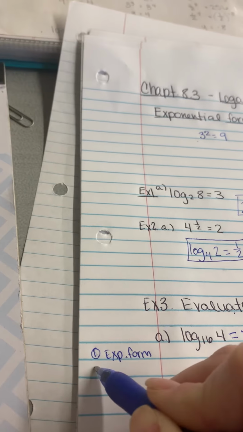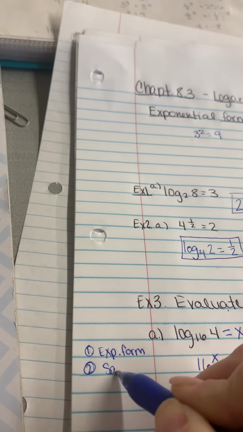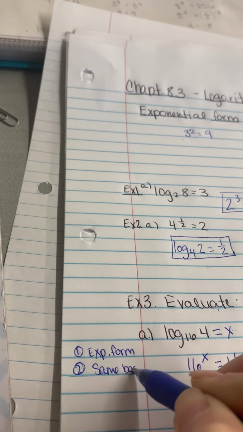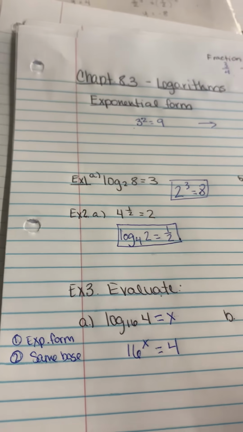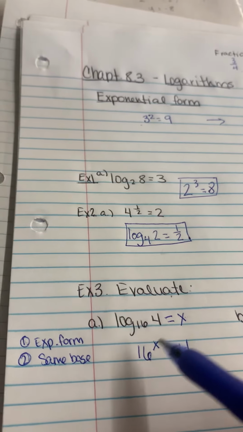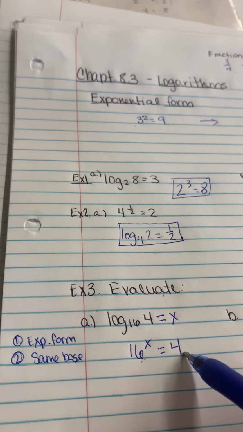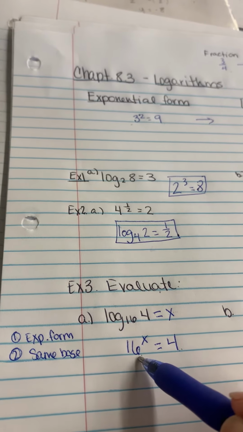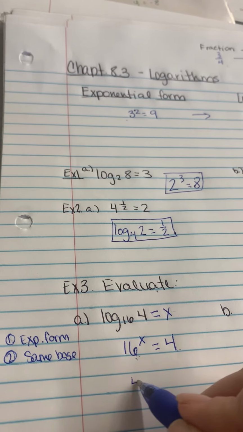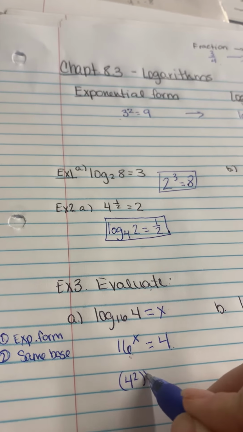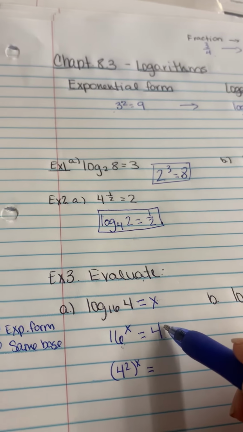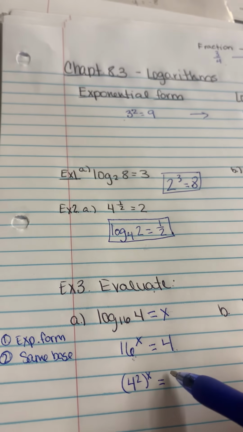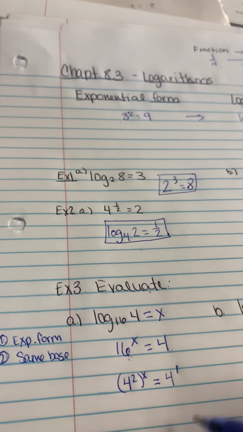Step number 2, we're going to get the same base, just like we did in chapter 8.2. So what's the same base of 16 and 4? Well, they can both have a base of 4. How can I rewrite 16 to have a base of 4? 4 squared. Now, what is 4's exponent? It's not there, but it's understood to be a 1.